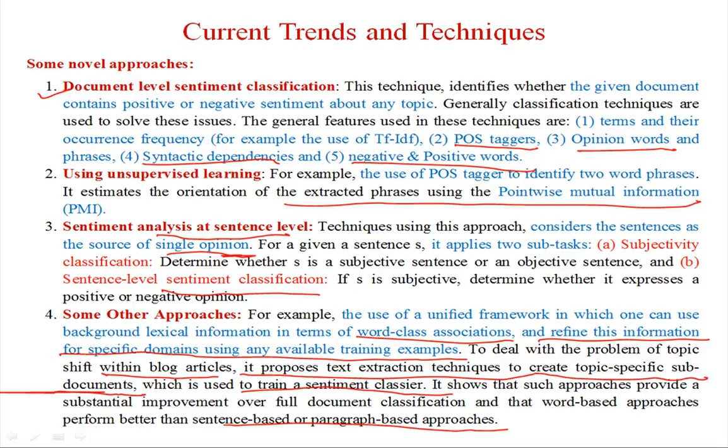This means here we apply a unified approach, where we identify the subjectivity at sentence level, and based on the majority of the cases we classify or identify the opinions, or we can use phrase level techniques, or paragraph level, using the entire paragraph to identify the opinion set.